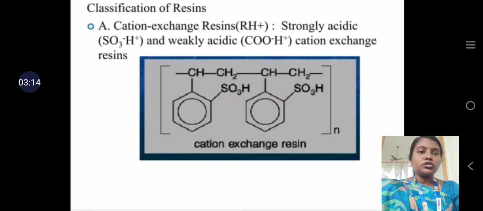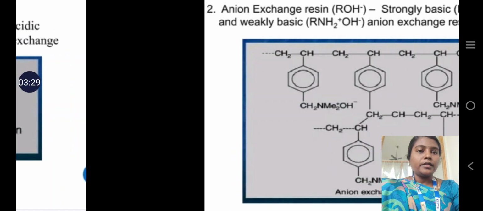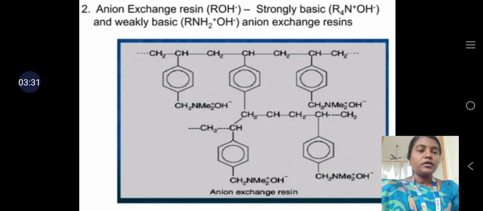This is the structure of the cationic exchange resin, which is a sulfonic acid resin. You can see the SO3H group present in that cationic resin, and the anionic resins have the OH group or other nitrogen functional groups. This is an example of an anionic exchanging resin. They are usually cross-linked molecules. It's not a simple molecule, that's why its structure is a little bit complicated.